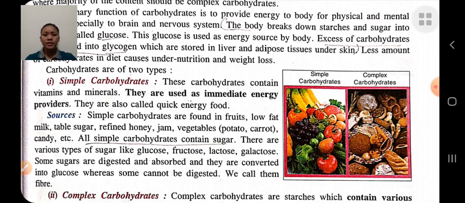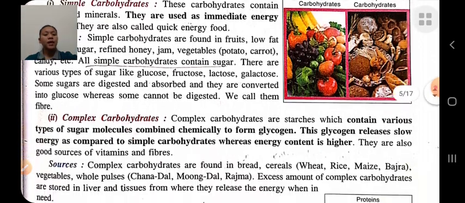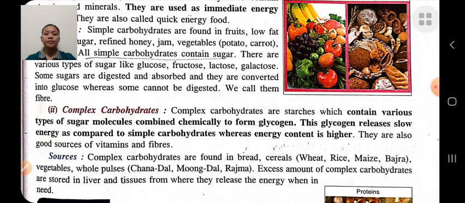Some sugars are digested and absorbed, and they are converted into glucose, whereas some cannot be digested, which we call fibers, and fibers help in digestion. Next is complex carbohydrate. It provides you slow energy. It also provides you energy, but it releases energy slowly as compared to simple carbohydrate, whereas the energy content of complex carbohydrate is more.